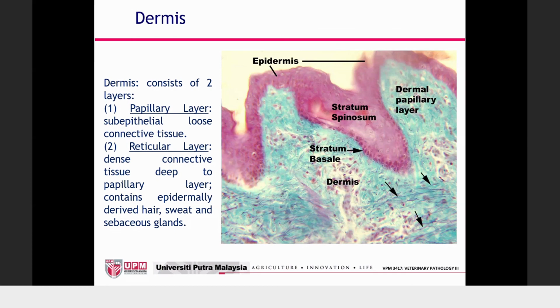This is usually seen with a special stain. If you do not use a special stain, you might not be able to see this structure. Right. Thank you so much, doctor.